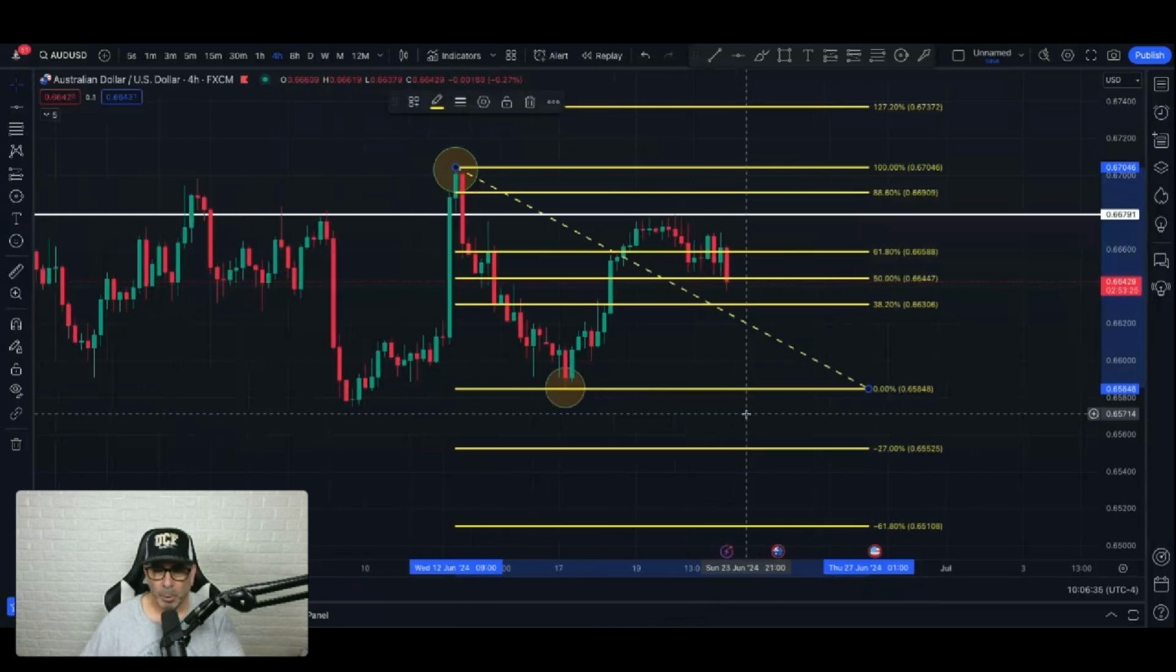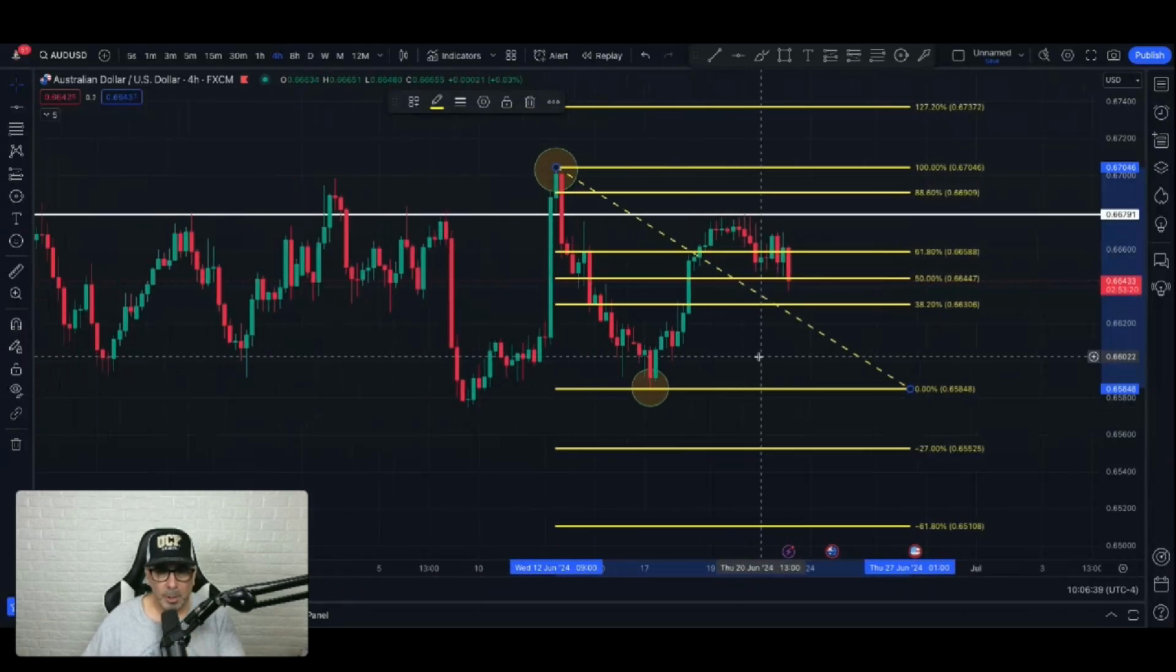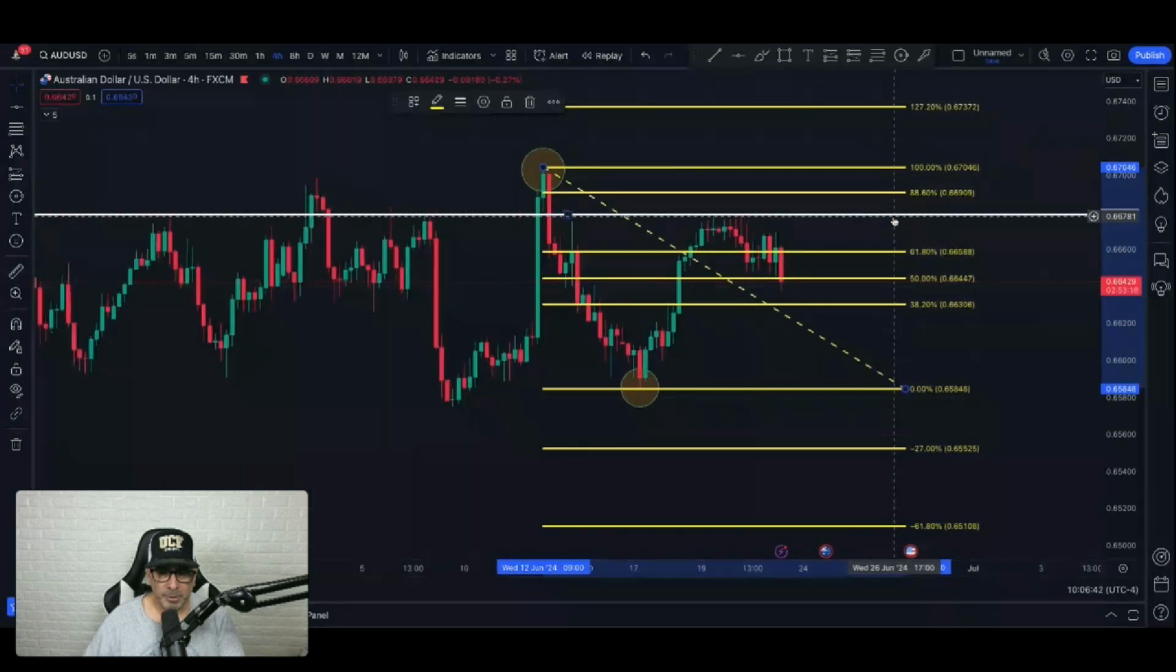Okay. So the reason why I like to do that is because it gives me a visual. Number one is by placing support and resistance.